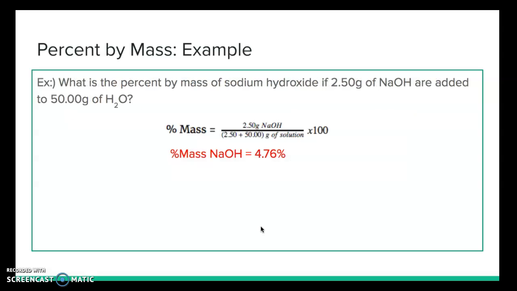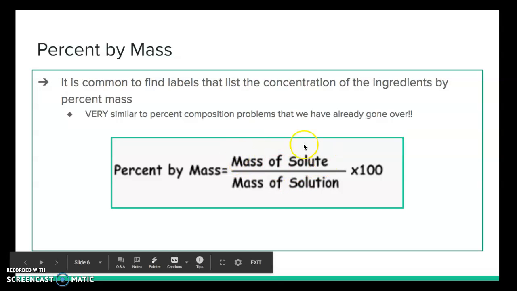Percent by mass. So, if we want to find the percent by mass of sodium hydroxide if 2.50 grams of sodium hydroxide are added to 50 grams of water, we know we have 2.50 grams of sodium hydroxide, and that's what we want to find the percent by mass of. So that's going to go on top. That is the mass of our solute.